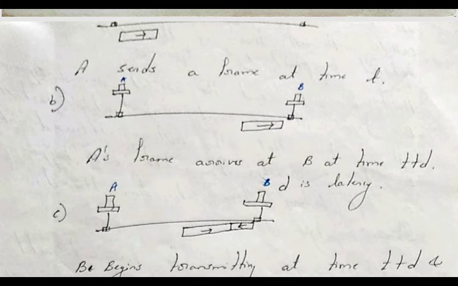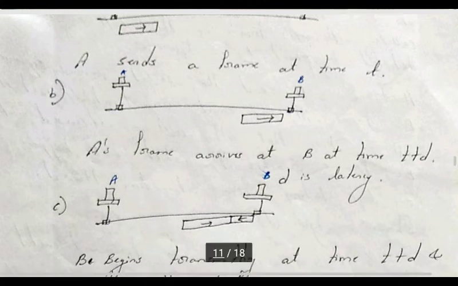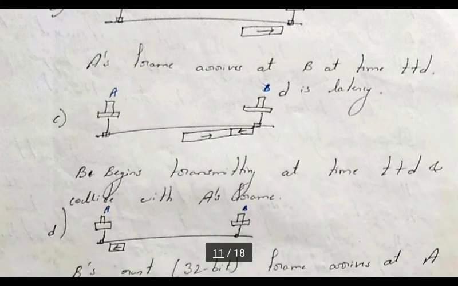Now the second step: A's frame arrives at B at time t plus d. When A's frame arrives at the destination B, the time will be t plus d. Here d is nothing but the delay or the latency, the time taken by the frame to move from A to B. That is what we call the delay or latency. So when A's frame arrives at B, the time will be t plus d. Is it clear? Now B begins transmitting at time t plus d.